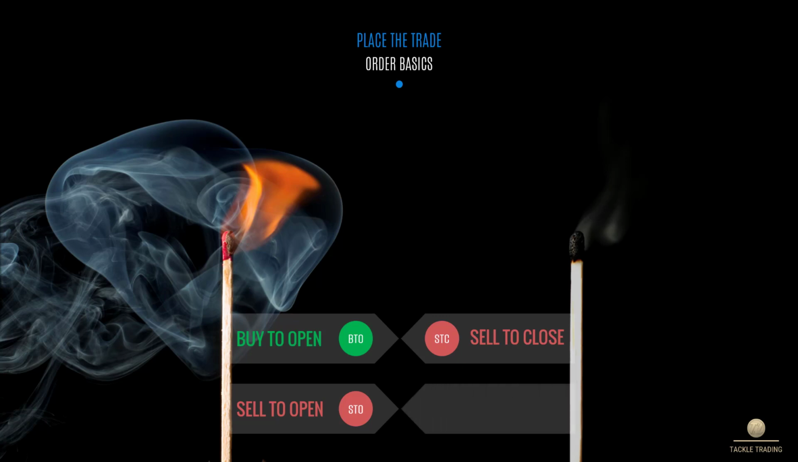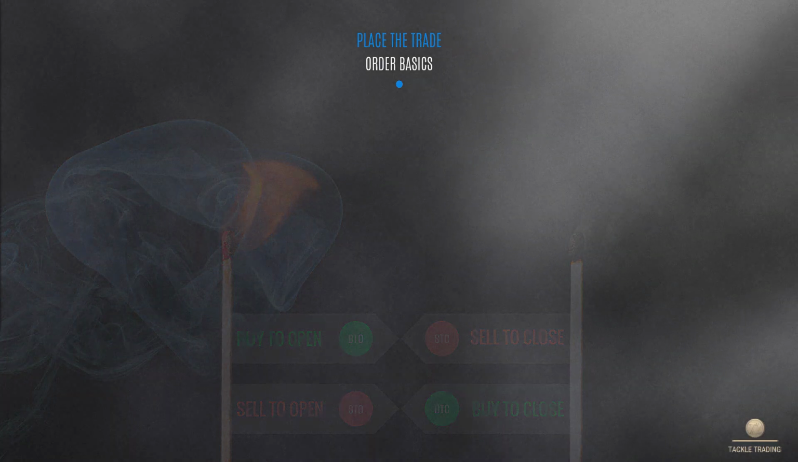To close that transaction, you simply have to buy it back, or buy to close. So if I short 100 shares, minus 100 shares, and I buy 100 shares to close, how many shares do we have? We have 0. It simply closes the transaction. So you're not really buying anything, you're simply buying to close the transaction.